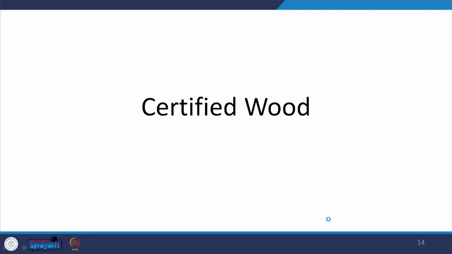The next category of consideration when we are talking about materials is certified wood. Wood in itself is a renewable material, but not all wood is rapidly renewable. So, we may not be having rapidly renewable material, but we can still use wood if it is properly managed. This is what we are going to address here as part of the certified wood.